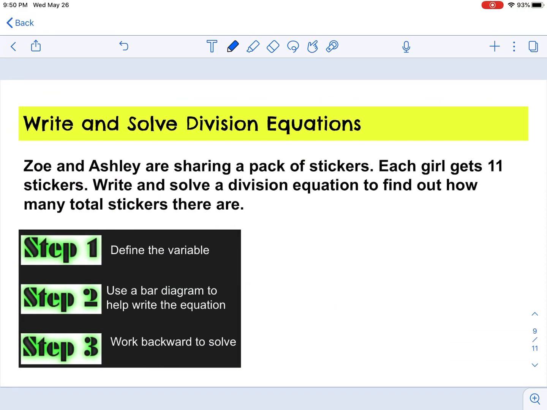All right, the last thing we need to do is look at how to write our own division equations. So our first equation says Zoe and Ashley are sharing a pack of stickers. Each girl gets 11 stickers. Write and solve a division equation to find out how many total stickers there are. So we're trying to figure out how many total stickers there are. So let's use S to represent the total number of stickers.